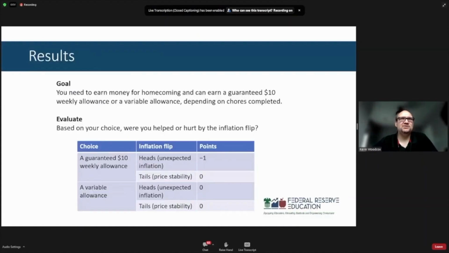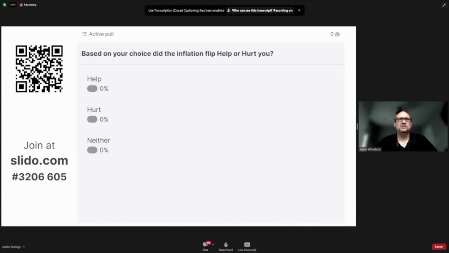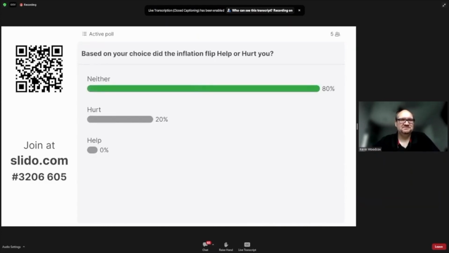All right, so in this situation, if you took that guaranteed $10 weekly allowance and you got heads, you would lose a point, and everyone else would get 0 points, no matter what your decision was. So were you helped, hurt, or nothing really affected your decision? So a few people there took that guaranteed $10, it looks like. That lovely value of your earnings, that value of the money coming in being consistent. Prices have changed. You have been hurt by this unexpected inflation.